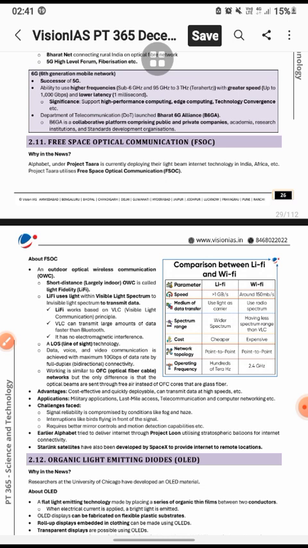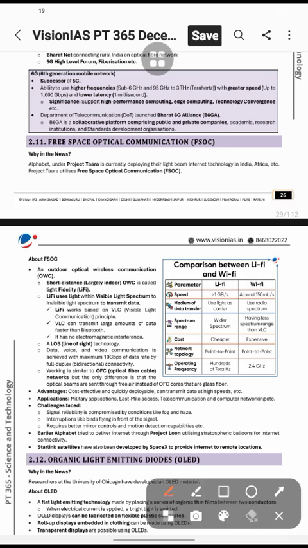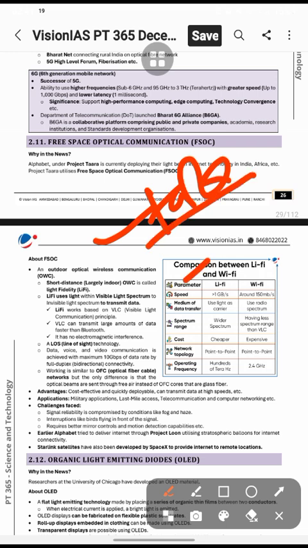Free space optical communication: Project Taara is a recent light beam internet technology for Africa and India, using free space optical communication. Project Taara and Li-Fi offer 1 Gbps, while Wi-Fi is 150 Mbps. Li-Fi uses light as a carrier, Wi-Fi uses radio as a carrier; Li-Fi has a wider spectrum, is cheaper, while Wi-Fi has a less wide spectrum and is expensive. It is point to point, with 100 terahertz versus 2.4 gigahertz.